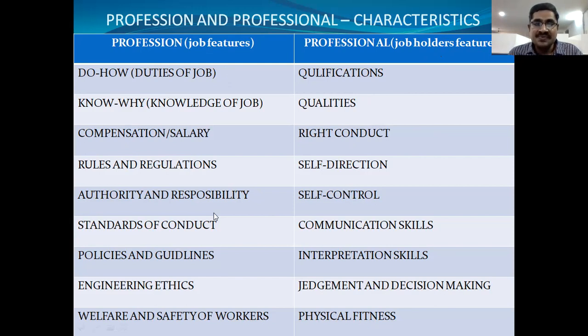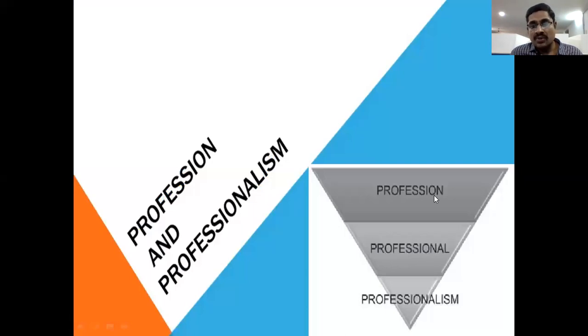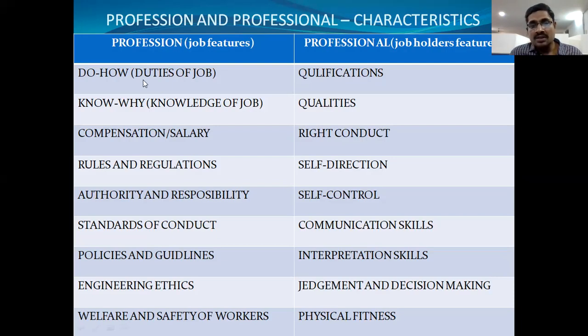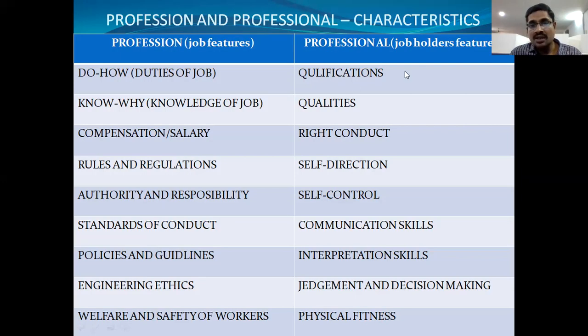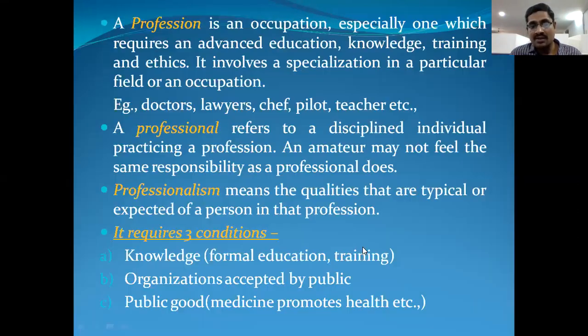In the management sense, all these job features are called job description, or job specifications. So we discussed profession, professional, and professionalism. Profession means job, these are the job duties. And professional means job holder, with the job holder's characteristics. Already we discussed.